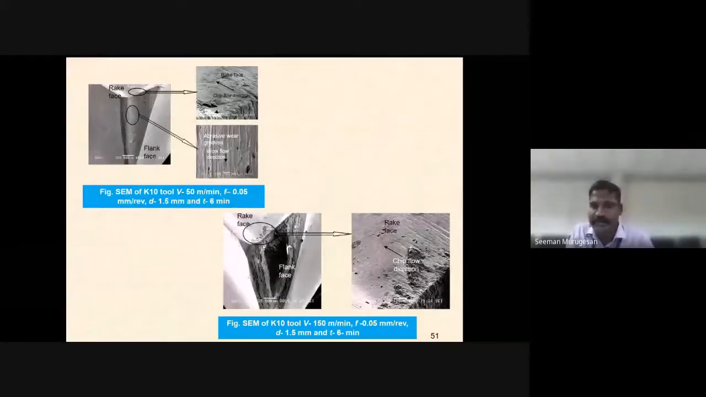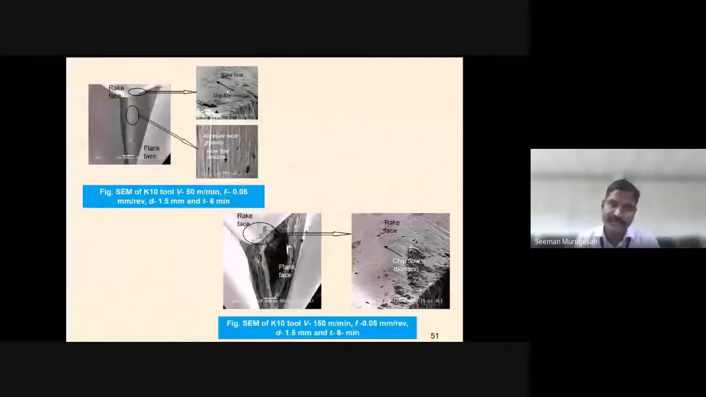So this is due to the higher temperature, where the thermally softened work material strongly adheres to the flank face of the tool. You see here, due to that silicon carbide particulate in the chip direction, the rake face shows wear marks in the workflow direction. The abrasive wear grooves will be observed in the workflow direction. This is the rake face, chip flow direction.